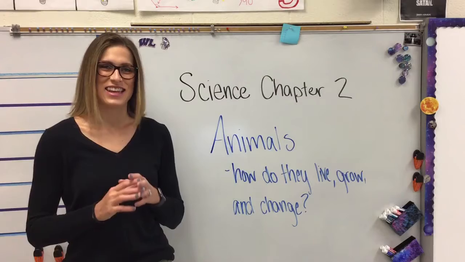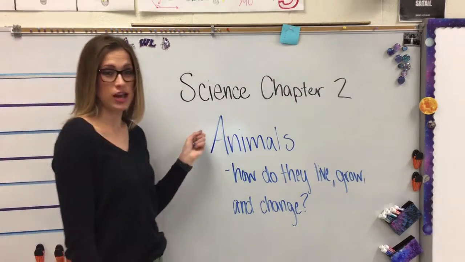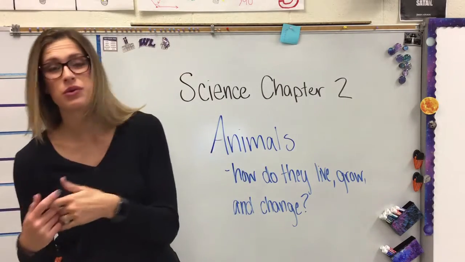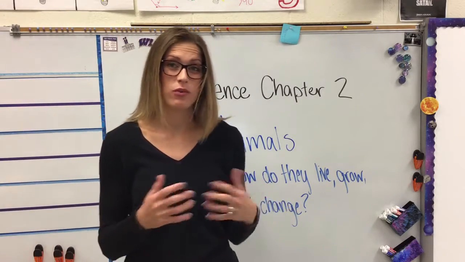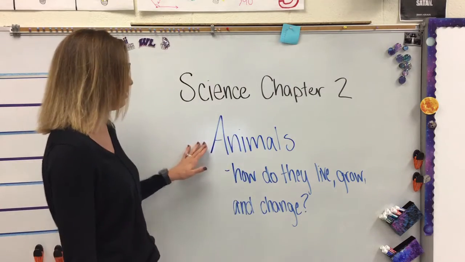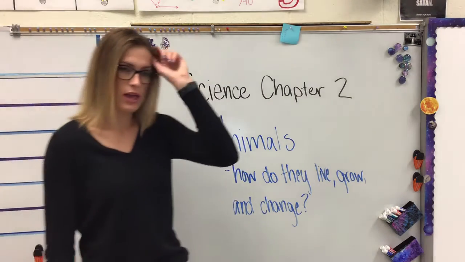Hello, third grade. Today we're starting our next chapter, chapter 2 in science. The focus of this chapter is animals. So in our first chapter, we focused on plants, how they grew, what they needed to germinate, what they needed to make their own food. Today we're going to start focusing on animals. The main things we're going to focus on is how do they live, grow, and change.